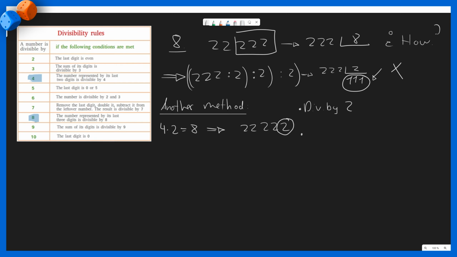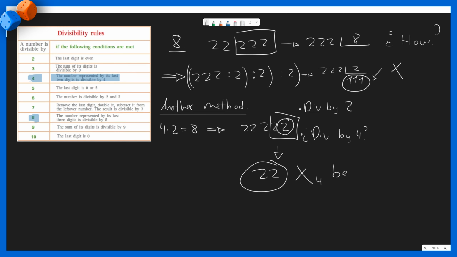And we need to know if it's also divisible by 4. So, to do that, we will check what the divisibility rule was, which in this case was if the last 2 digits were divisible by 4. Let's take the 2 last digits then, 22 over here, and see that 22 is not divisible by 4, because 22 divided by 4 equals 5.5. That is not an integer, therefore not divisible by number 4. So, not divisible by number 8.